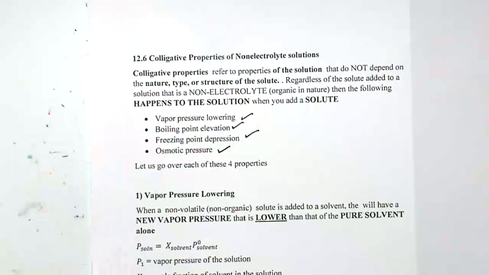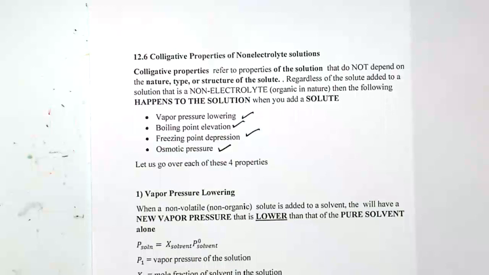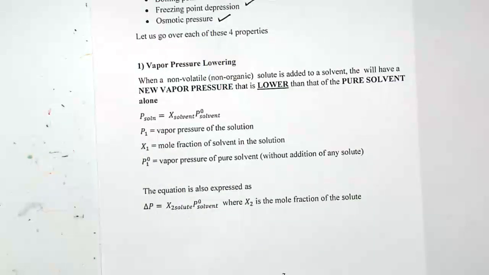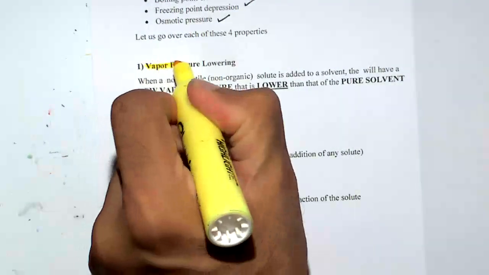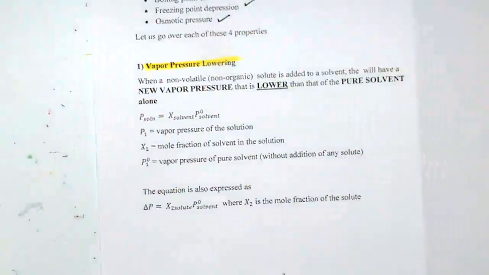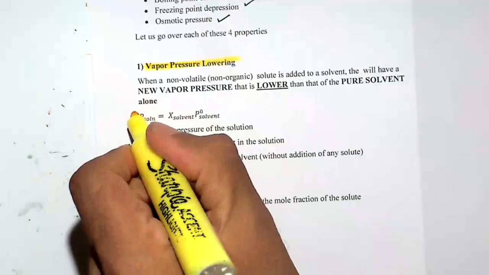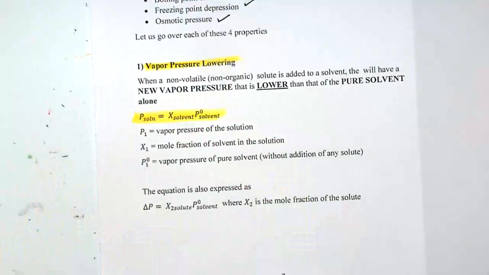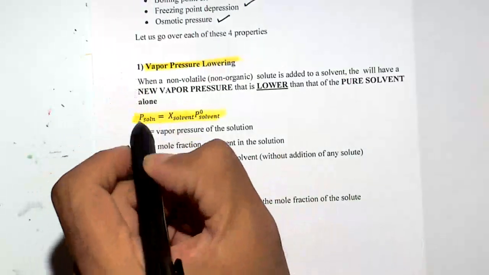Let's do some problems here. I'll give you all the equations. The first colligative property I want to talk to you guys about is the vapor pressure, which, as we mentioned, is going to lower. And this is the equation. This is the new vapor pressure of the solution. I'll give you that equation. You do not have to memorize anything as far as this is concerned.